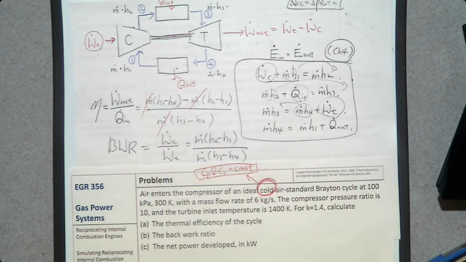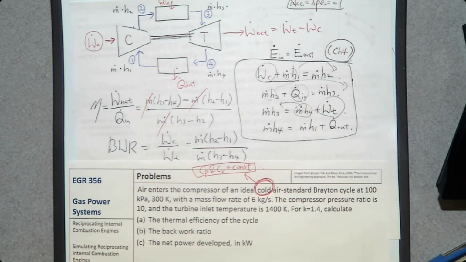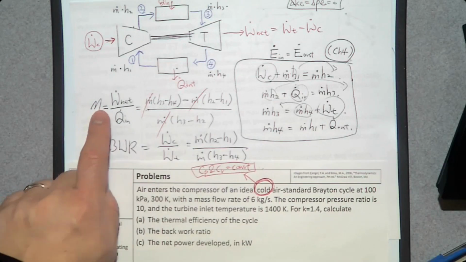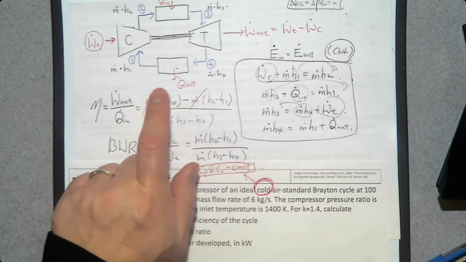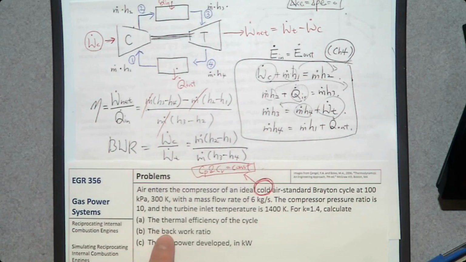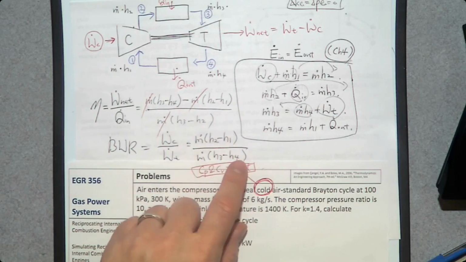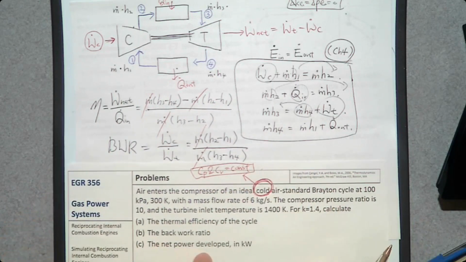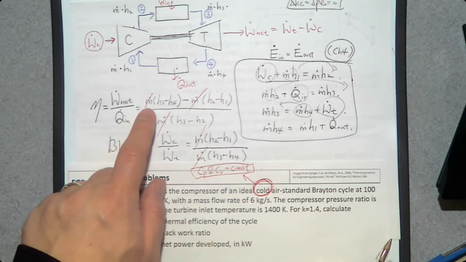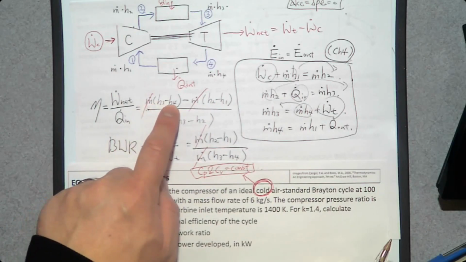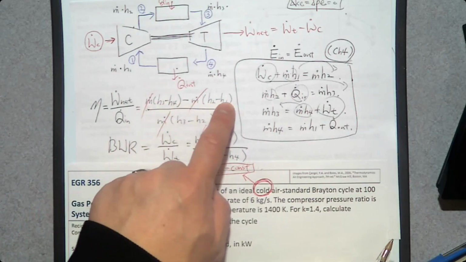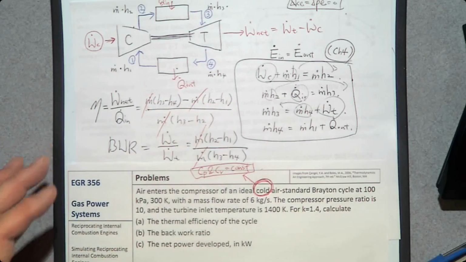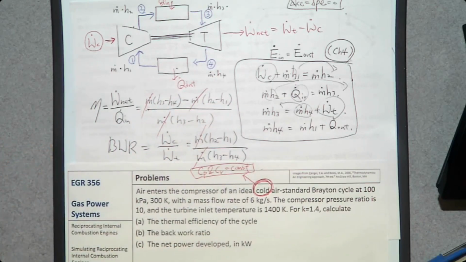Okay, so let's solve this problem. We want to determine the thermal efficiency of the cycle, which is here. So we need to know h1, h2, h3, h4, and the back work ratio, which is also in terms of h1, h2, h3, h4. Either way we can cancel them out. And the net power developed can be determined by m dot (h3 minus h4) minus m dot (h2 minus h1). Sounds like if you know h1, 2, 3, 4, that's all.